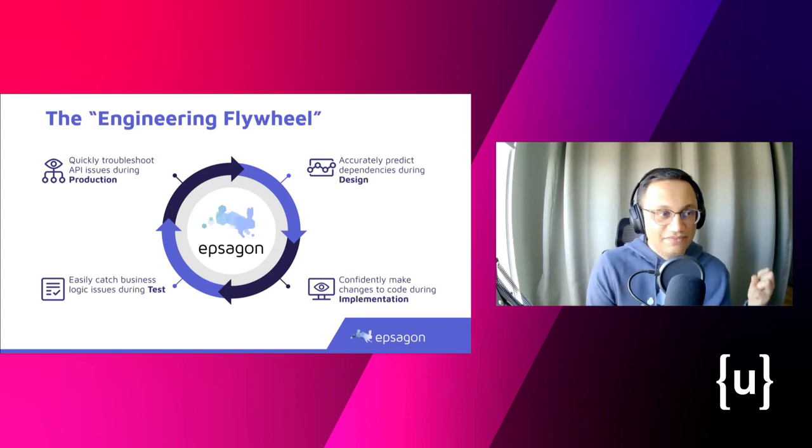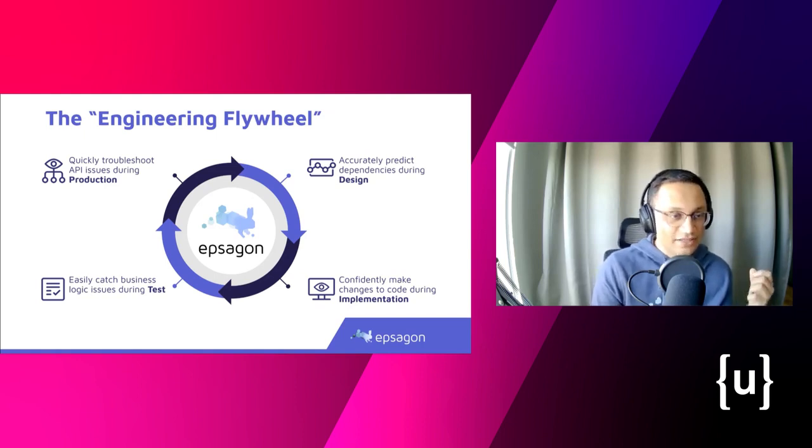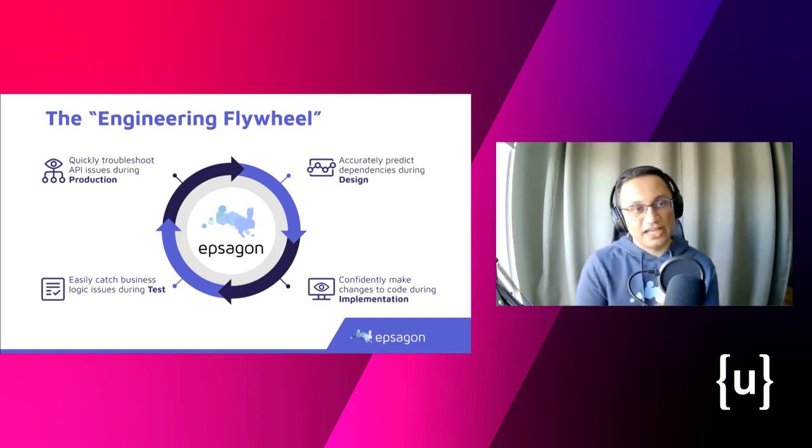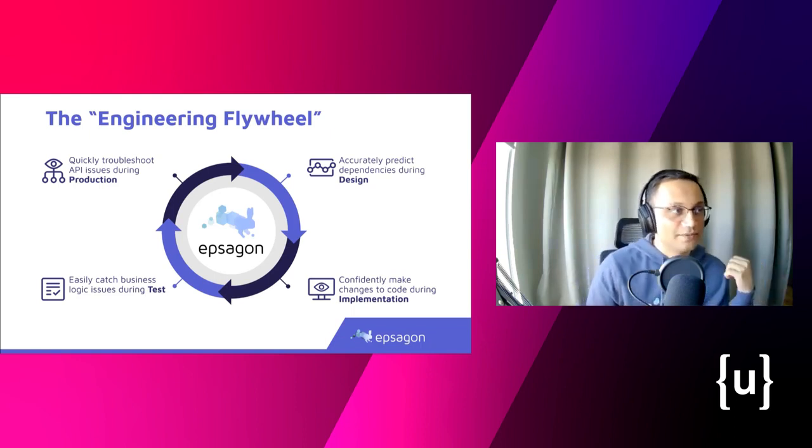So we at Epsagon believe that an observability solution based on distributed tracing should help you throughout your engineering lifecycle. We call this the engineering flywheel. On the right-hand side, you can see that the observability solution should be able to help you with the design phase, that is, by predicting the dependencies between different microservices. During the implementation phase, it's basically committing code with confidence. And on the left-hand side, you can see that an observability solution should help you with testing as well as production issues troubleshooting.